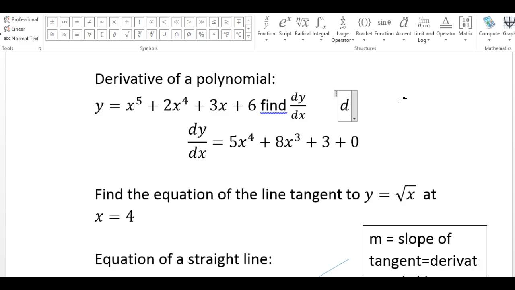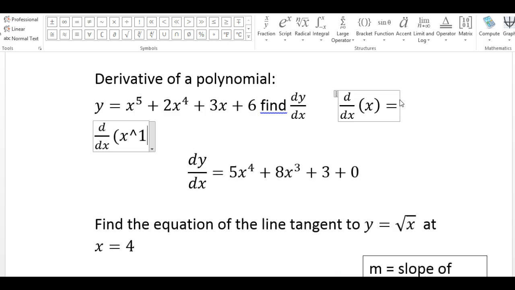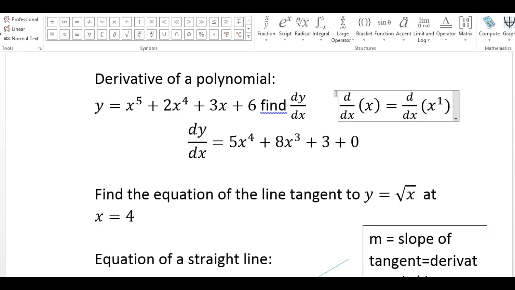Okay, so d over dx of x is like x to the 1, so it's d over dx of x to the power 1. And how do you do that?